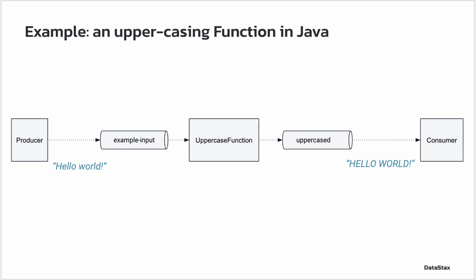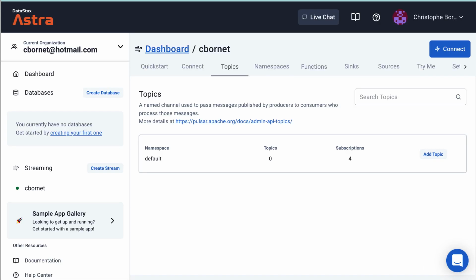In this tutorial, we will see how to write and deploy a function written in Java that will consume stream messages from the example input topic. They will uppercase the message, and then we will write the messages to the uppercased topic. We then use the Pulsar client to produce messages and see them uppercased with the consumer. For convenience, I will use Astra Streaming in this demo.